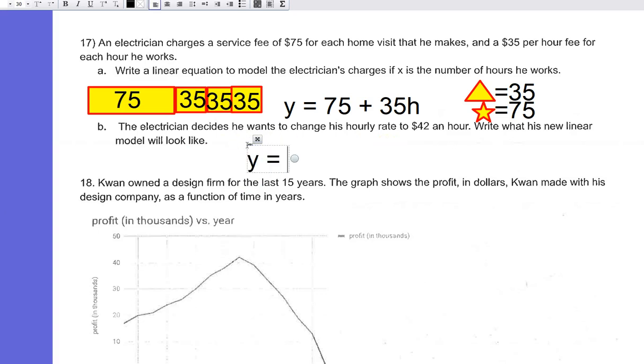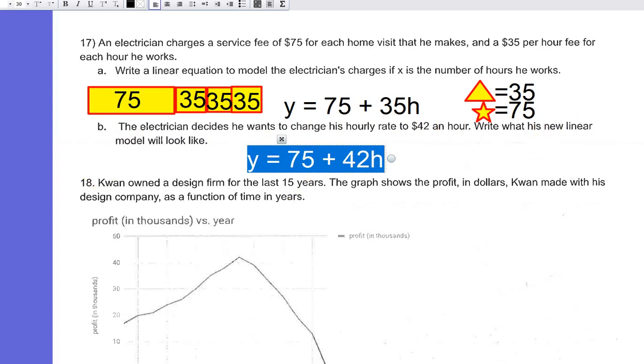Well, he didn't change how much he charged when he got to your house. He just changed how much money he charged for each hour. So if you're reading this right, it's as simple as the electrician makes $75 to come to your house plus $42 per hour. The equation is telling you what it means. $75 to show up plus $42 per hour. Okay, and then go ahead, man. No, he changed it to 42. The electrician decides he wants to change his hourly rate to $42 an hour, write his new linear model.